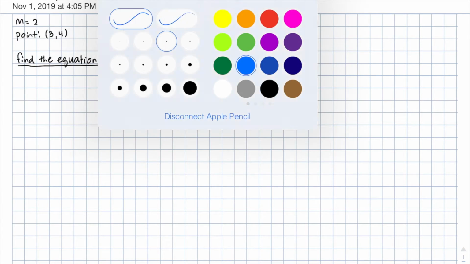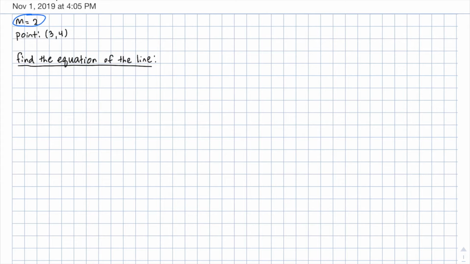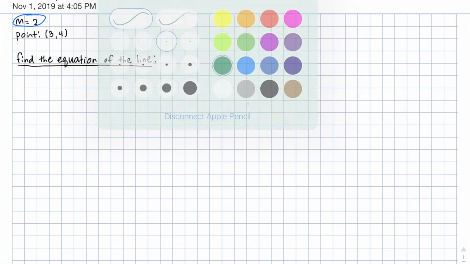Today we're going to be examining point-slope form and how we can find the equation of a line simply by knowing the slope and the point, and we can do it in a really simple manner. So let's start by looking at this. We have our slope here, which is given as 2. Remember that oftentimes we can represent slope using the variable m. That's going to be oftentimes used. We also have this point here, and the point is (3, 4).